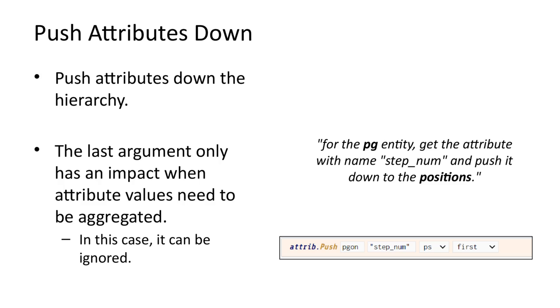Let's look at pushing attributes using the attrib.Push function. The function has 4 arguments. The first argument specifies the source entity. It is the entity that currently has the attribute that you want to push. The second argument specifies the attribute name. The third argument specifies the destination that you want to push the attribute to. We can ignore the fourth argument for now. In this example, you can read the function as saying, for the pg entity, get the attribute with name step num and push it down to the positions.